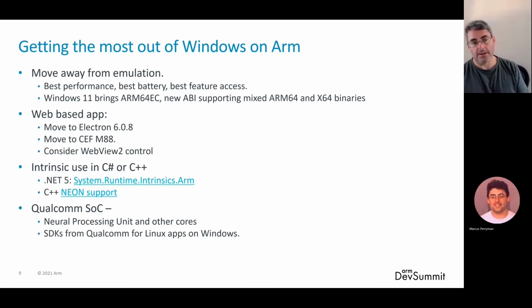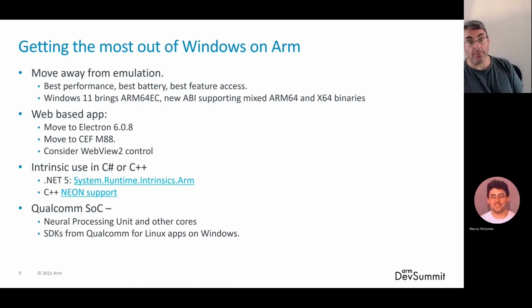That's also true for web-based applications. As I mentioned, if you've got an Electron app, look to move up to at least 6.08 and above, and then look at building an ARM64 version where the support is present from Electron to give that native experience. The same thing for CEF. It's M88 we need to move to, and if you're doing other web experiences, consider using the WebView 2 control, which will give you access to the inbuilt Edge Chromium ARM64 compiled browser.